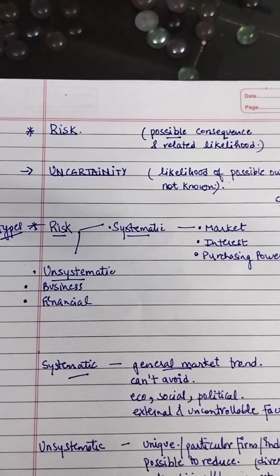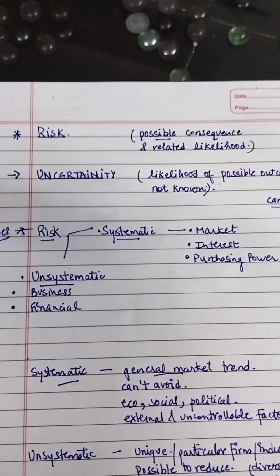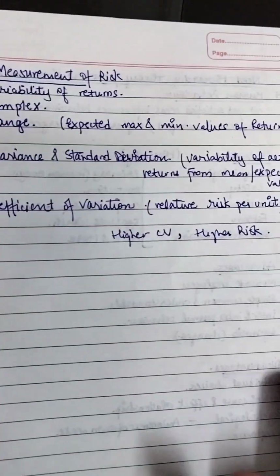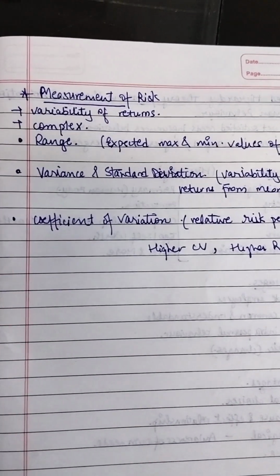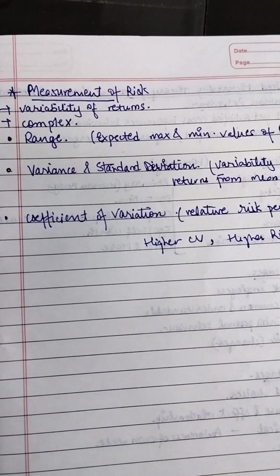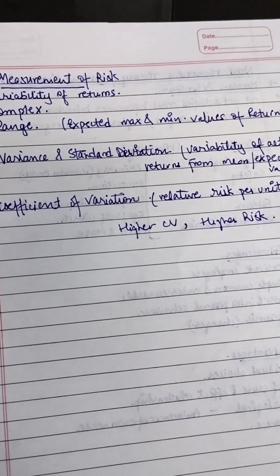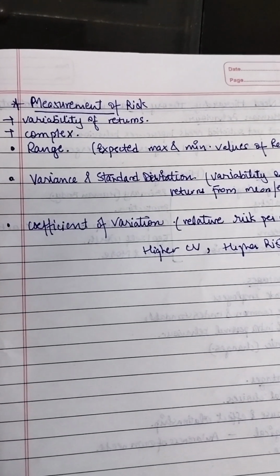Moving ahead, one more topic that we would like to cover is the measurement of risk. Risk can also be measured. It's like variability of returns. First of all, it's very complex. You cannot accurately measure the risks, right? There are three methods to it.